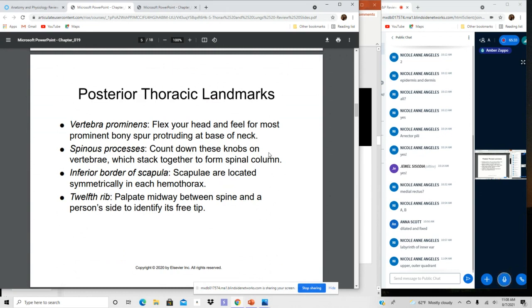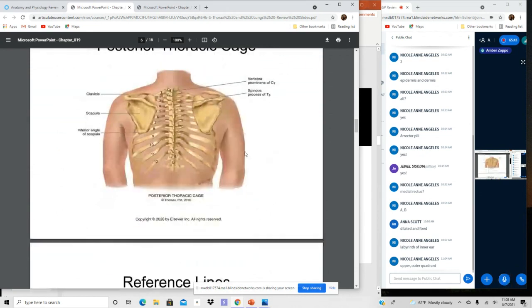The scapulae are located symmetrically in each hemithorax, and the 12th rib, you can actually feel it if you palpate midway between the spine and a person's side. You can feel the free tip of the 12th rib. Okay, so the scapula again, the clavicle. We have the end of the cervical spine, C7, and then we begin our thoracic spine. T stands for thoracic, so you know this is thoracic vertebra 1. Okay, and that goes all the way down to T12. And then, remember we said that you can palpate the end of your 12th rib because it's free floating.